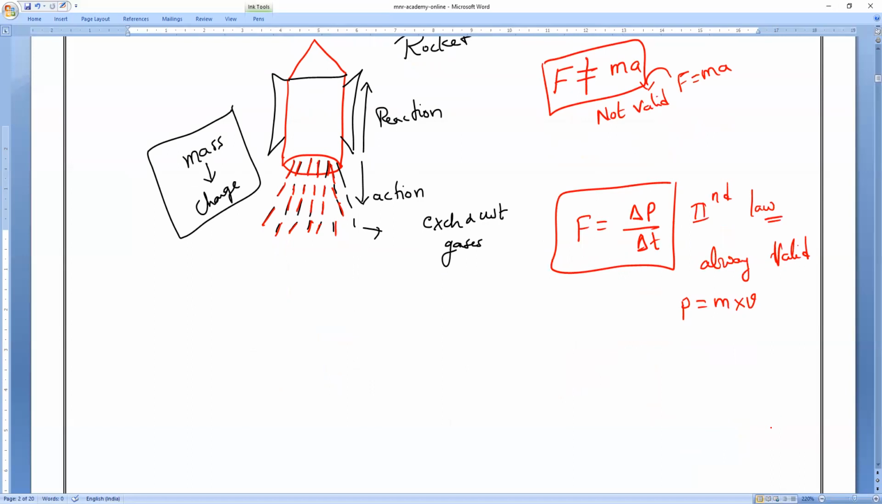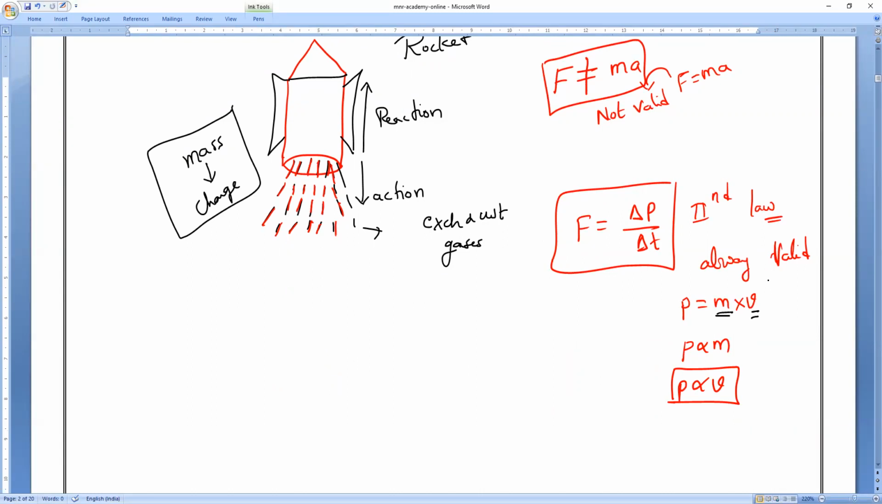Into velocity. If you observe very carefully, momentum does not only depend on mass, it also depends on what? Momentum is directly proportional to mass, and momentum is directly proportional to velocity. Either mass remains constant, or velocity remains constant, or mass changes, or both can vary. That is what you have to remember.